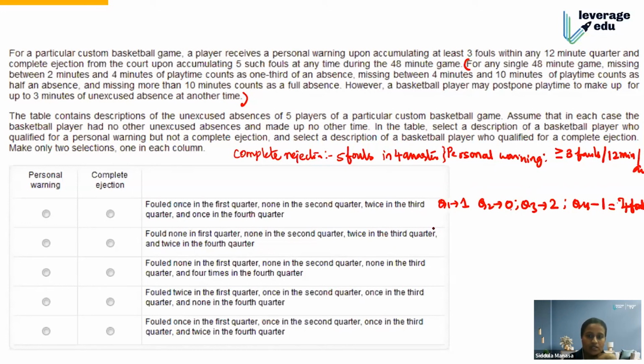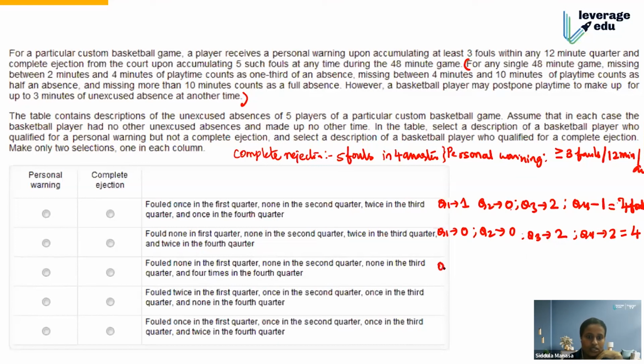Now next one. None in the first quarter, none in the second quarter, twice in the third quarter, twice in the fourth quarter. So again, overall 0 plus 0 plus 2 plus 2, which is again 4. It is very similar to the previous case. So it's neither a personal warning nor a complete rejection.